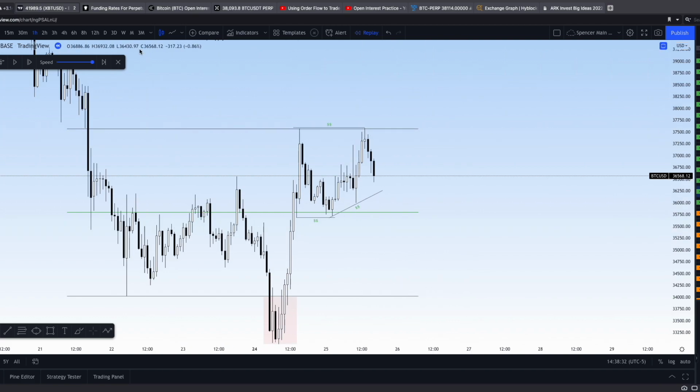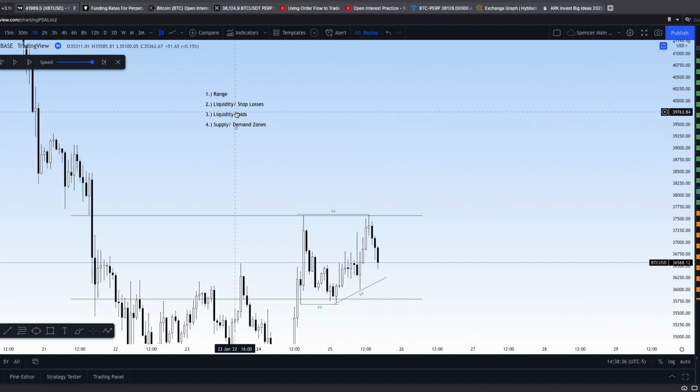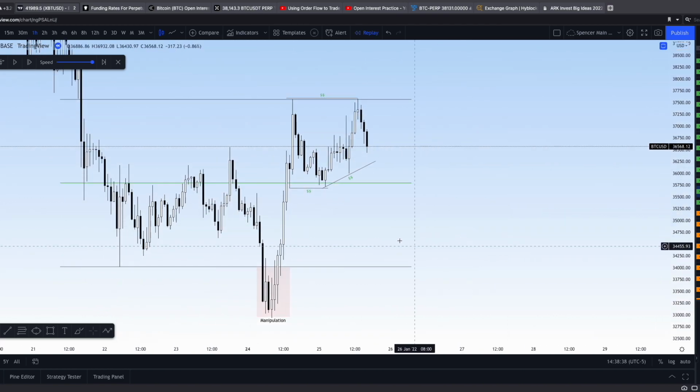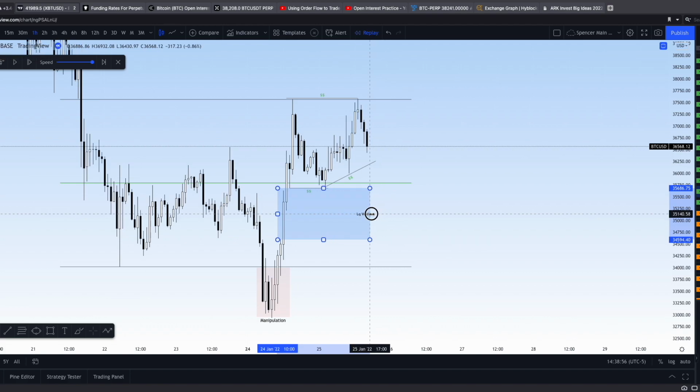So this is step 2, liquidity and stop losses. And then you want to find the voids as well. So we had a strong reaction after this manipulation, taking all these stop losses right here of the long positions, a strong move to the upside. So what can we do? We could see that there was a void of price action in this area, or liquidity void. So we mark that out because price will eventually be drawn to it.